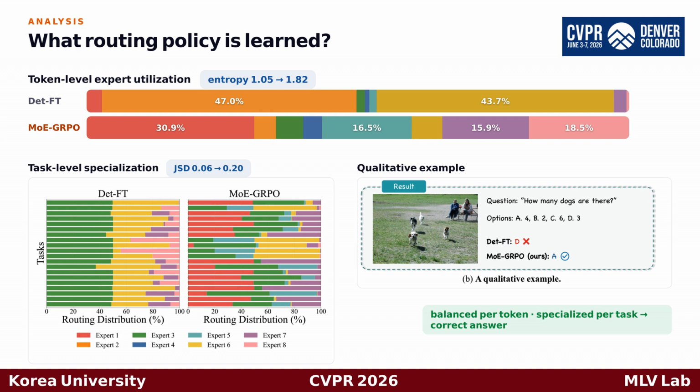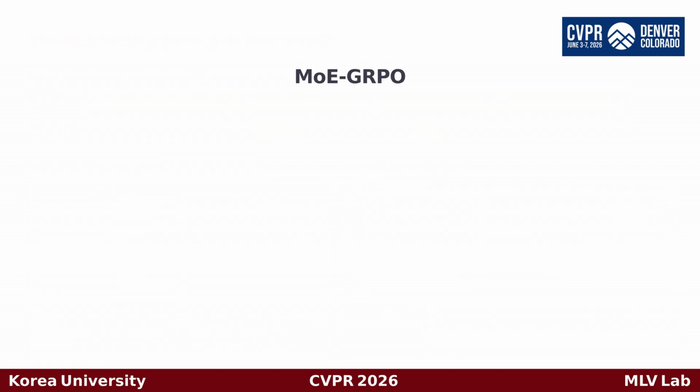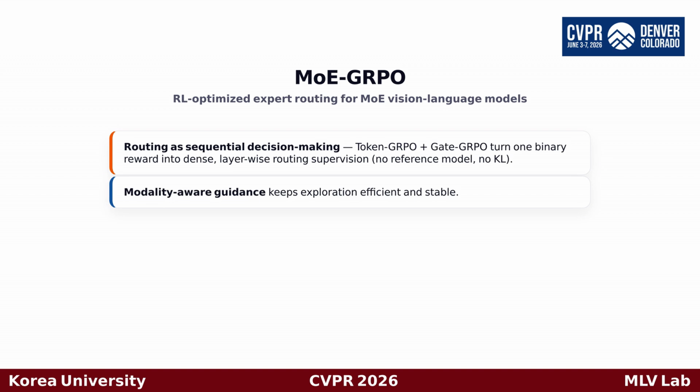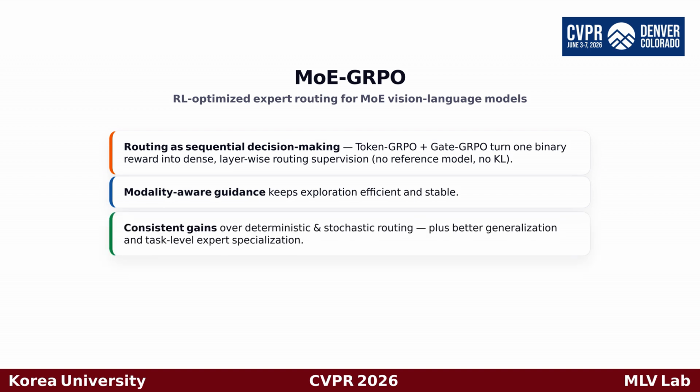Here, the baseline miscounts the dogs, while MoE-GRPO answers correctly. To summarize, MoE-GRPO learns expert routing with reinforcement learning, exploring beyond deterministic top K under modality-aware guidance, with consistent gains and better generalization. The paper and code are available here.